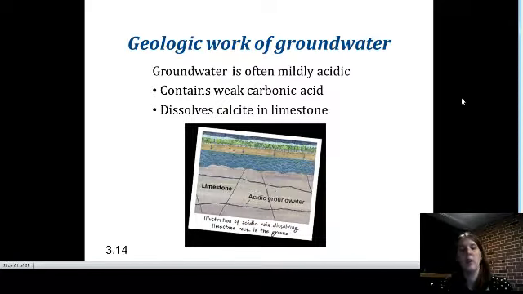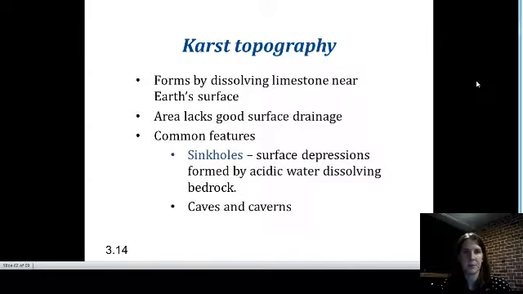Groundwater also has a geologic impact. It is typically mildly acidic and contains weak carbonic acid. This carbonic acid interacts with limestone and dissolves the calcite within the limestone, eroding and weakening those rocks. This creates what is known as karst topography. Karst topography is formed when limestone is dissolved near the Earth's surface, typically found in an area with very poor surface drainage. It commonly creates what are called sinkholes.